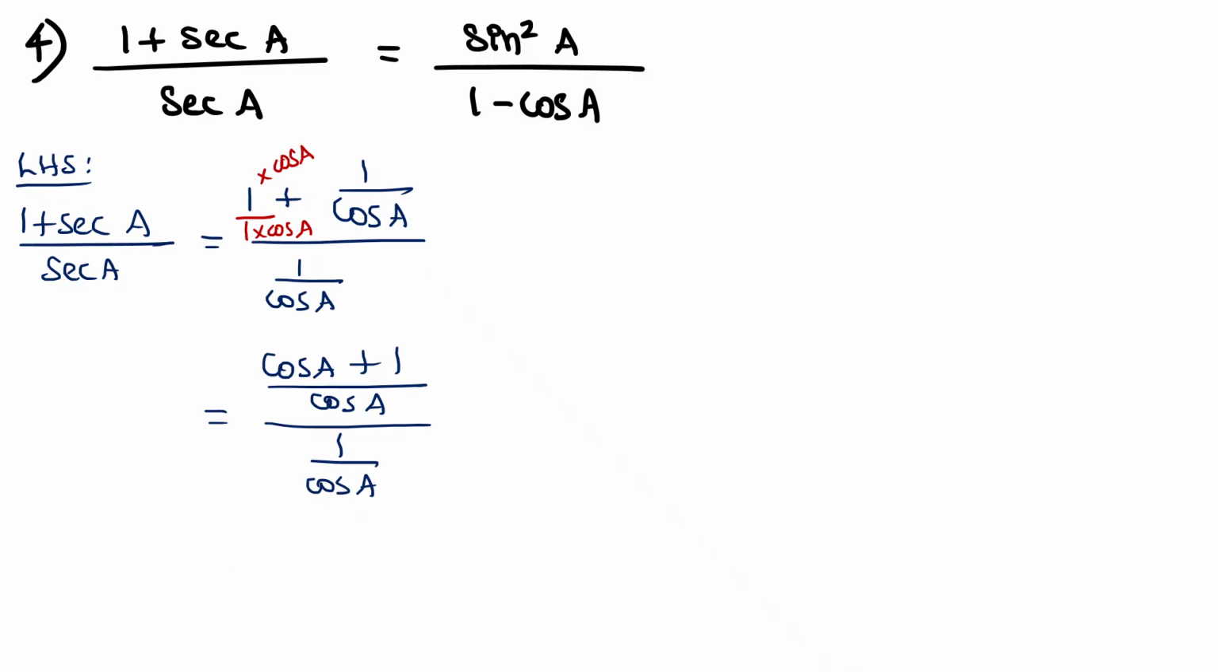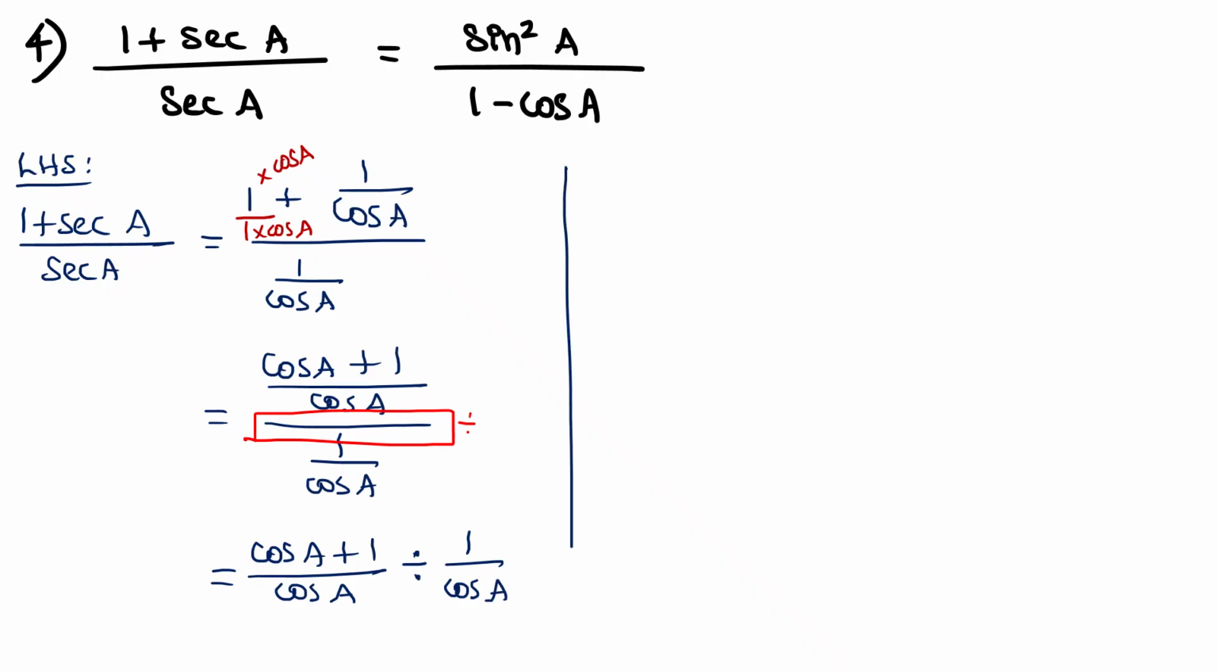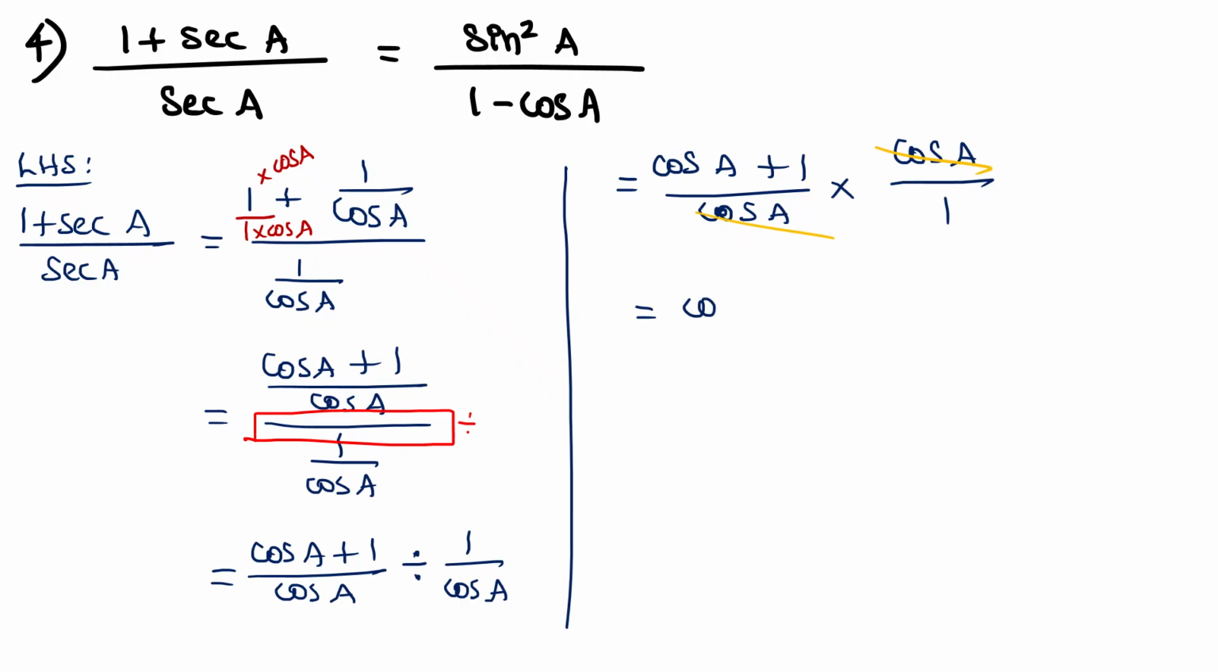If you want, you can convert the by symbol into a division. So you will get cos A plus 1 by cos A, divided by 1 by cos A. Now you will get cos A plus 1 by cos A, into cos A by 1. This will get cancelled out, so you will get cos A plus 1. This is your LHS answer.